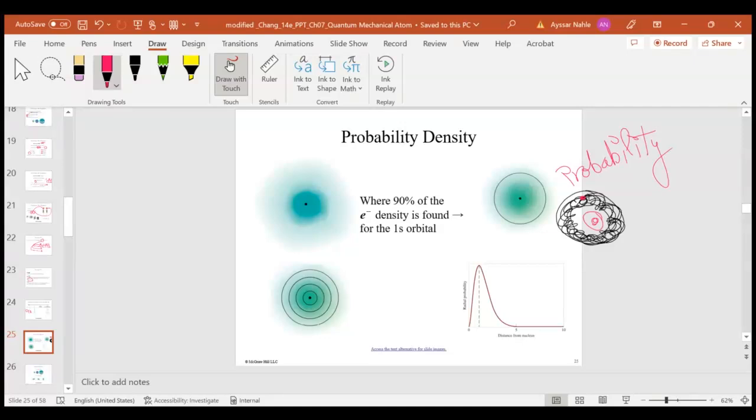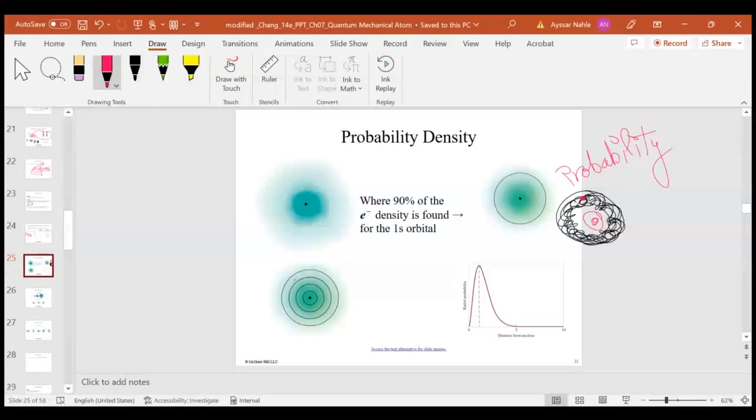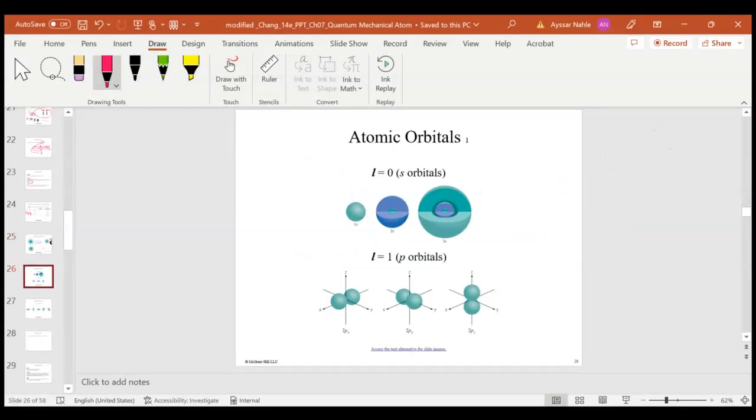Now, again in there, 90% of the electron density is found for the orbital. The electron could be anywhere in this orbital. And that's 1s, 2s, 2p. Every s is moving in this direction, which means forming a sphere. Let's move a little bit further to understand it much better.